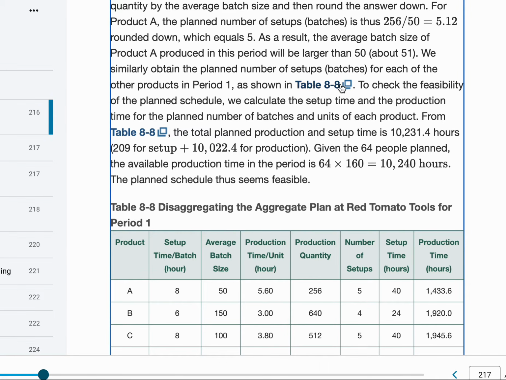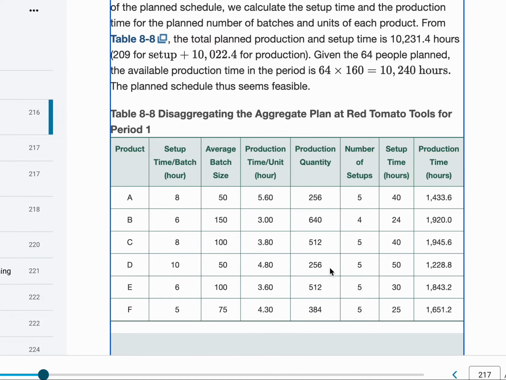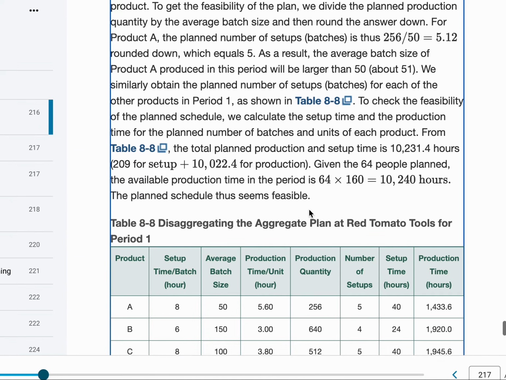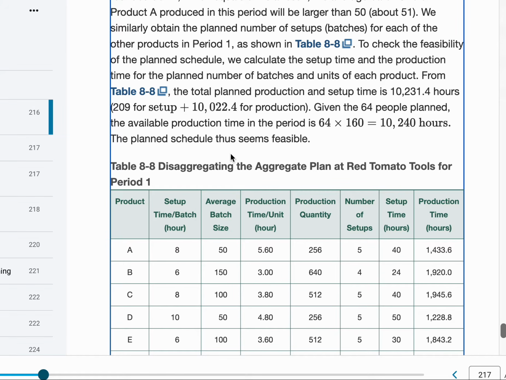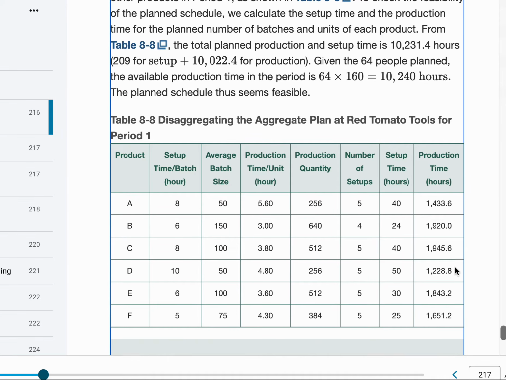We similarly obtain the planned number of batches for each of these. And then using that, we can check the feasibility by calculating the setup time and the production time for each of the planned batches. And then using that, we calculate the overall time.